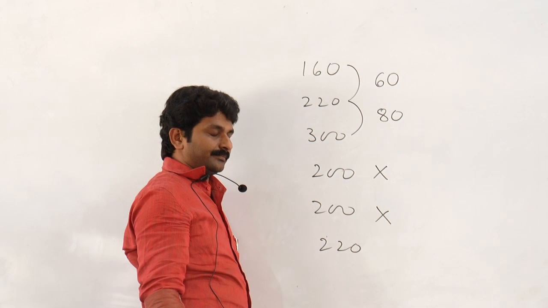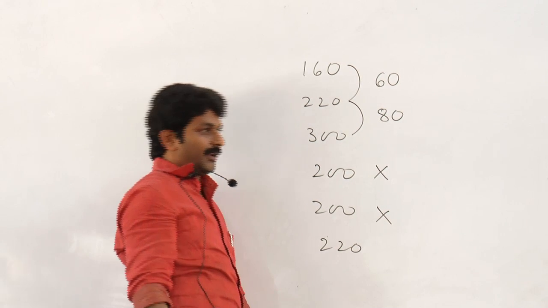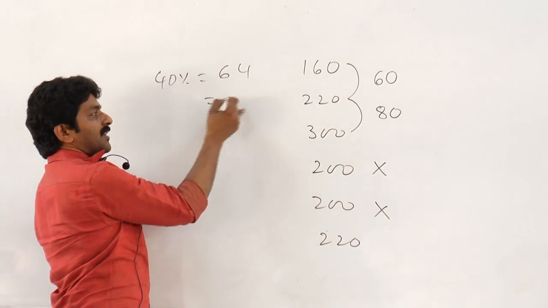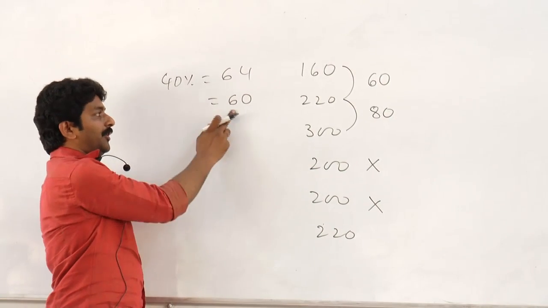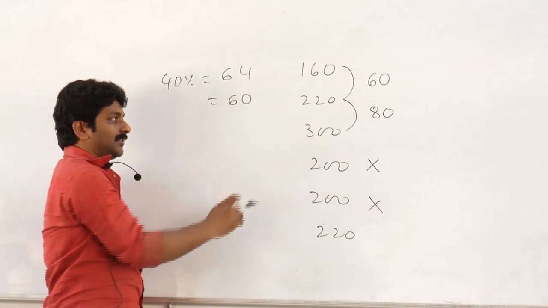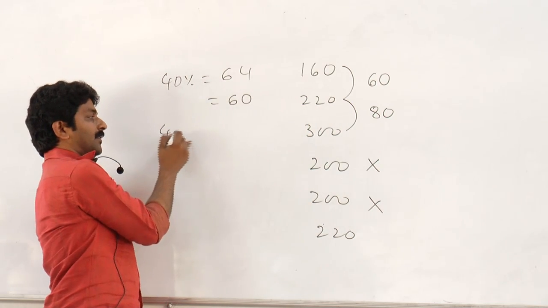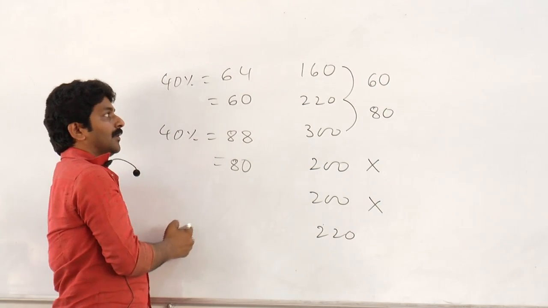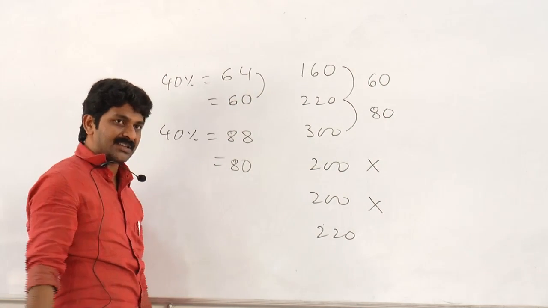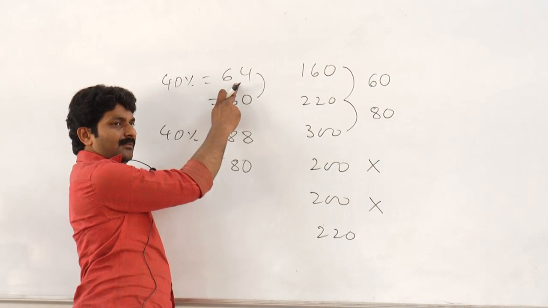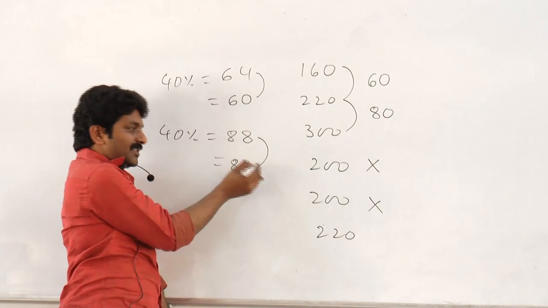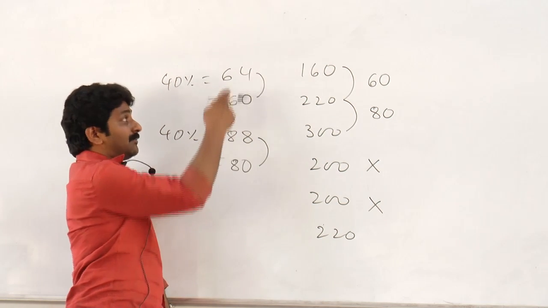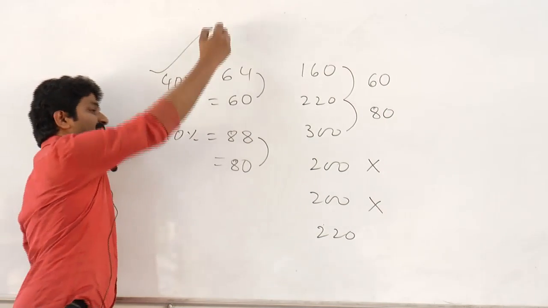Very close. Still we can do it. 40% of this number is 64. But how much you have? 60. 60 forms what percent? Hold it. 40% of this number is 88. How much you have? 80. How much you need to subtract from 64 to make it 60? Is it 10% of this number? Less than that. Is it near about 10%? So here you need to subtract near about 10%, but here you need not subtract 10%. So this is highest.